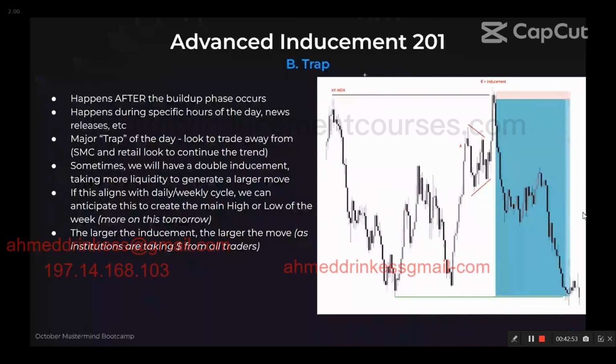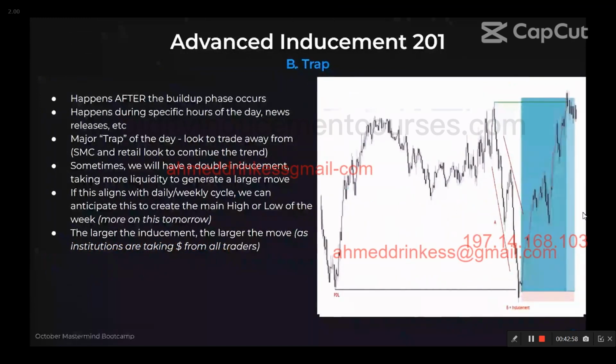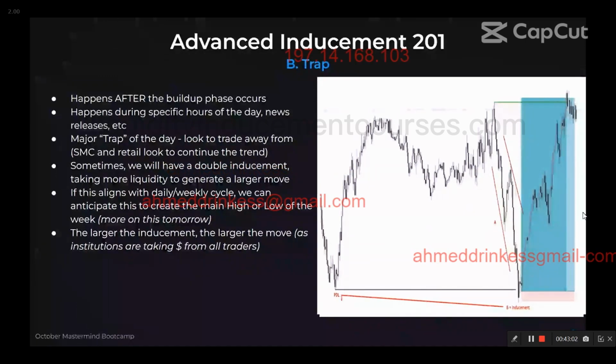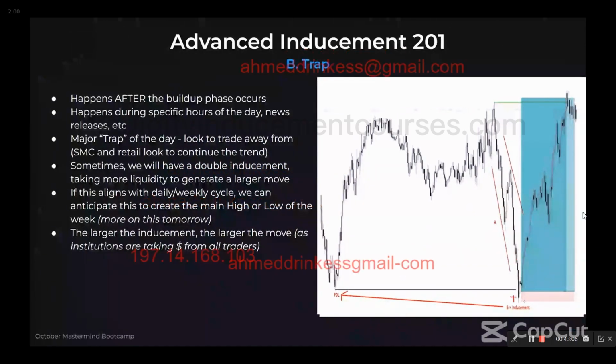All right. Okay, so I think we should all be good on that. Another example, right, is over here. We're looking at this scenario. The inducement is the PDL. That is the inducement. After the inducement is taken, this is the trap. And the trap is what collects the inducement. And then after the inducement is liquidated, we then trade away from the trap.